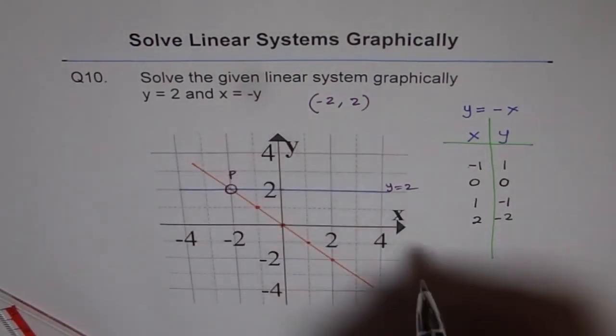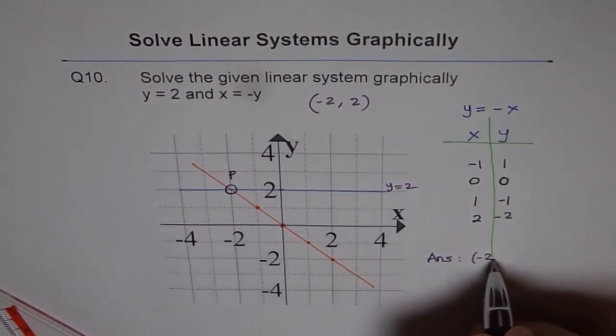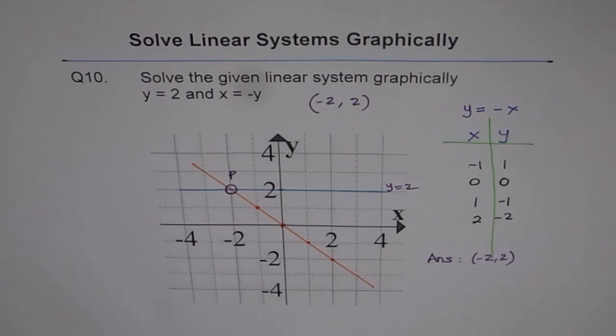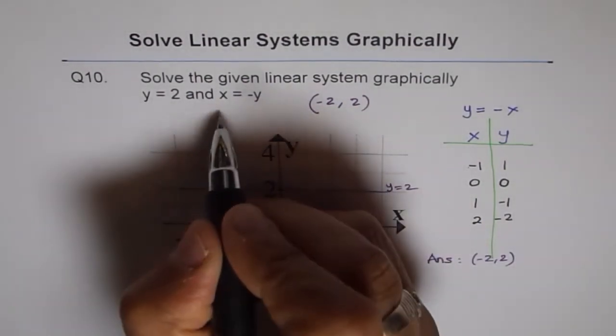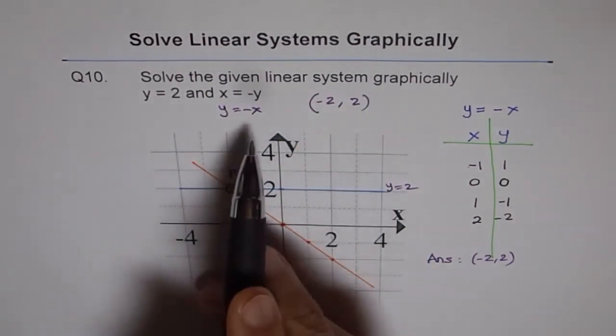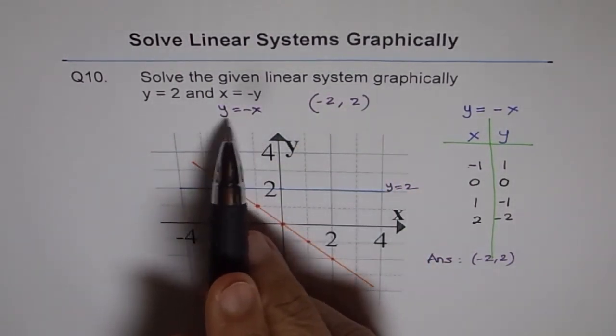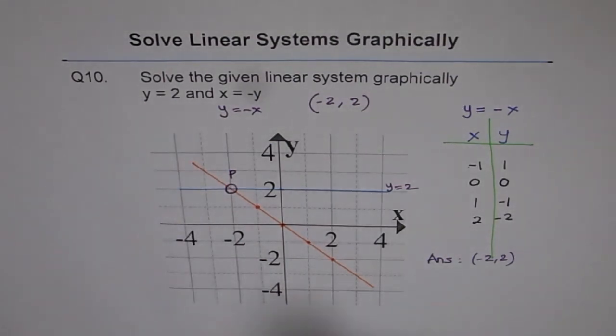So our answer is minus 2, 2. You can check this answer. We wrote this equation as y equals minus x. So if you write minus 2 for x, you get y as 2, correct? So that's the solution. And y is always 2 for the first line, correct? So that is the solution for this linear system.